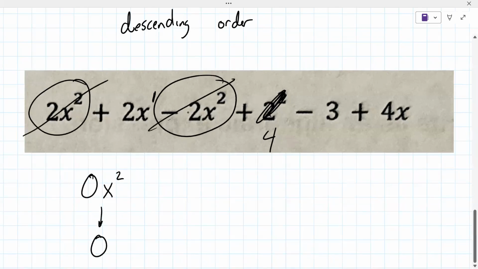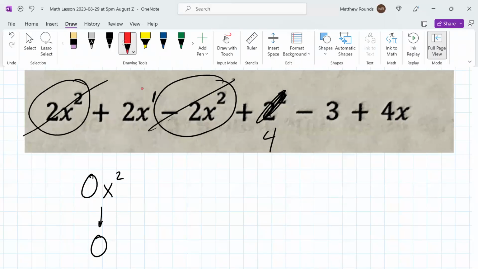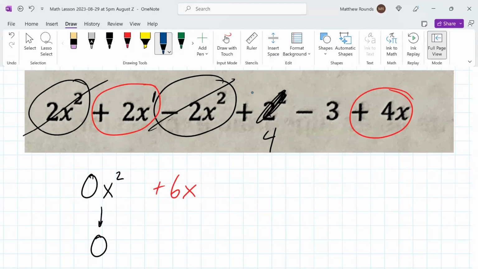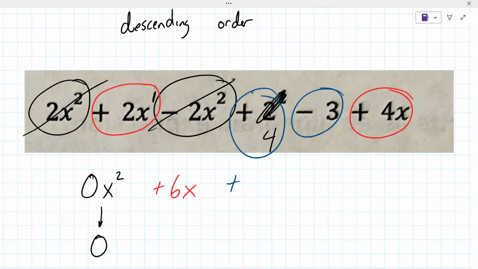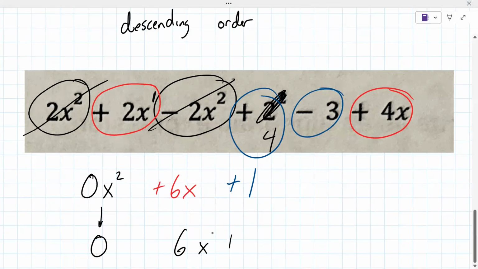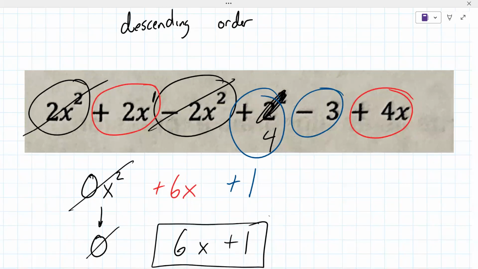So those are gone. Then you go to the next one, and the order doesn't matter here, but 2x plus 4x. What does that become? 6x. And then you got plus 4 minus 3, so it becomes 6x plus 1. So 0 times anything is 0, and then it just goes away. Oh, 6x plus 1. Yeah.